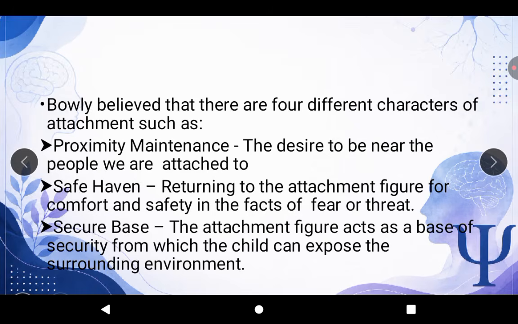In fact, in cases where they are afraid or threatened. And also secure base. So this is just the attachment figure that acts as a base of security from which the child can explore the surrounding environment. So we are just trying to consider a certain base of security from which this child can explore the surrounding environment.